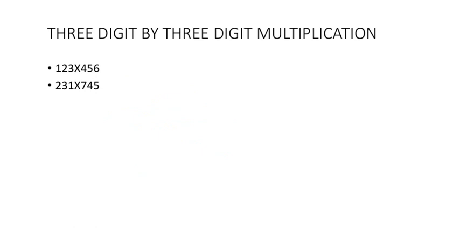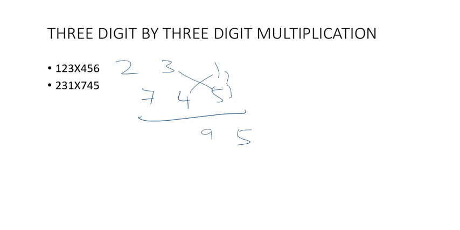Let me bring this stepwise for your easy method. 231 into 745. So first thing is, it is 1 into 5, 5. Next one is 15 plus 4, it is 19. So we have to keep 9 over here and 1 over this part.